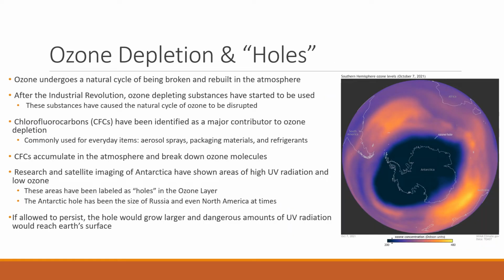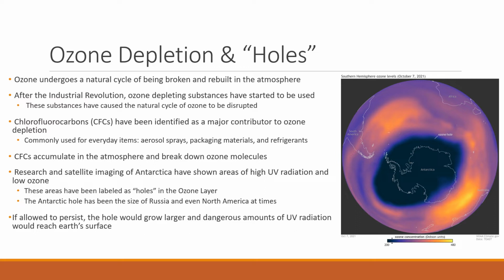Now, with all that being said about how the ozone layer protects us, there have been many problems that have become very relevant in recent years regarding the ozone layer. Normally the ozone in the atmosphere undergoes a constant natural cycle of being broken down and then rebuilding itself. This allows the ozone layer to renew itself and continue to absorb that harmful UV light. But after the Industrial Revolution, due to the use of ozone depleting chemicals and the increase of climate change, the natural cycle of the ozone layer has been disrupted.